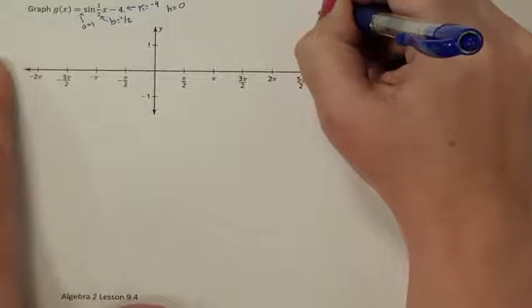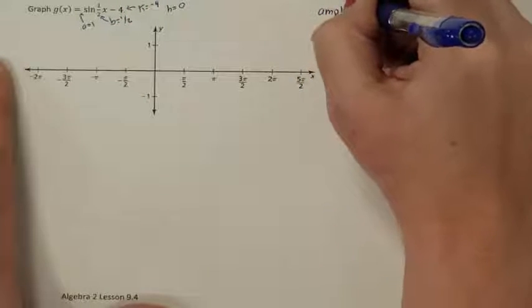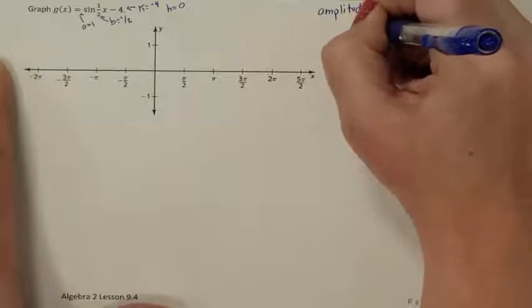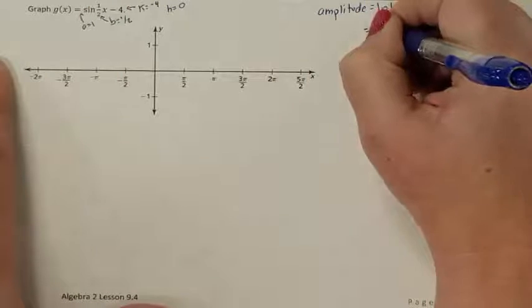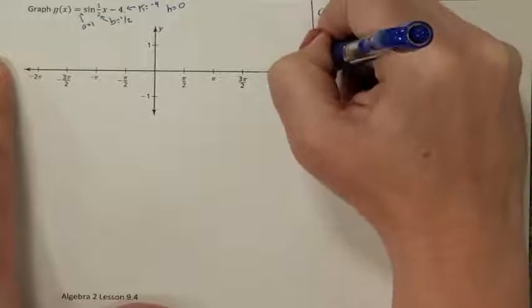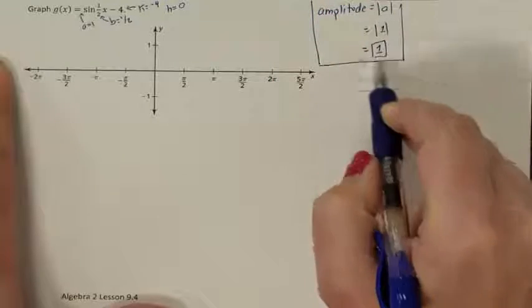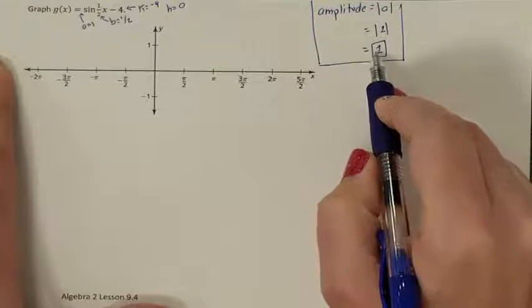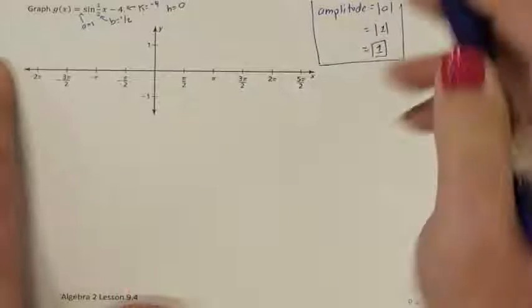To graph, the first thing I need to find is my amplitude, which is the absolute value of a, which is the absolute value of 1, which is 1. So I know from whatever my midline is, I need to be able to go one more up and one more down. So we'll find midline in a minute.